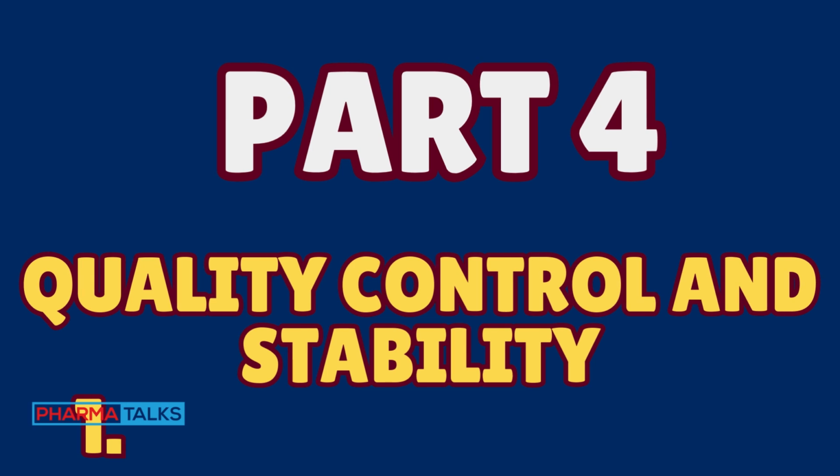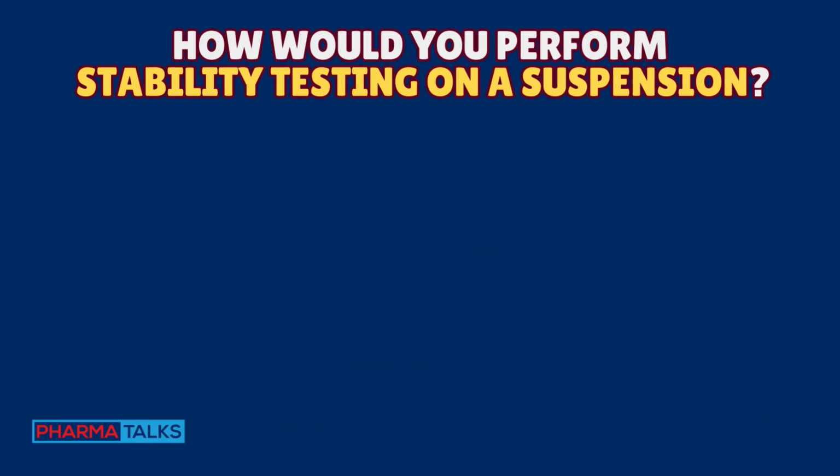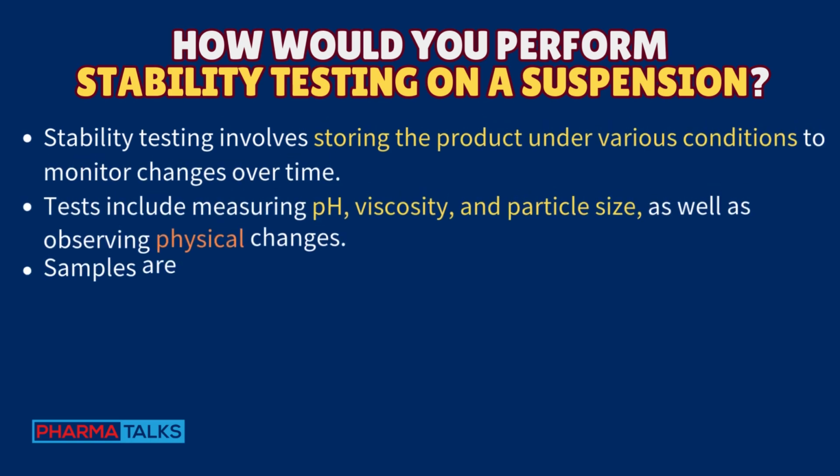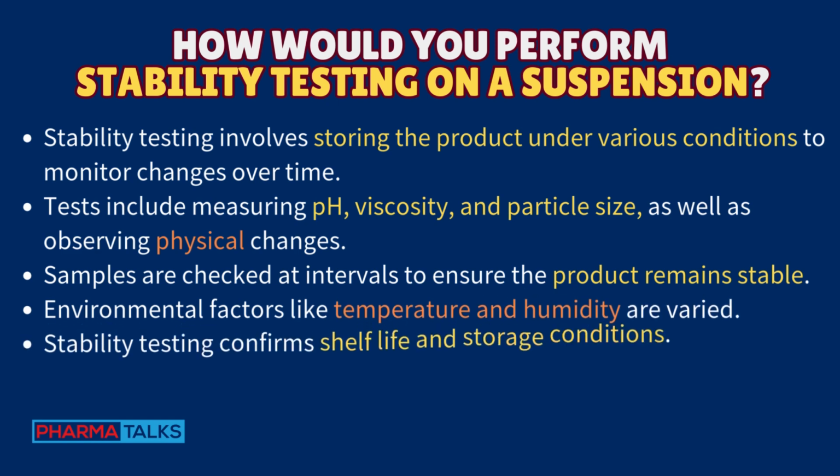Quality control and stability. How would you perform stability testing on a suspension? Stability testing involves storing the product under various conditions to monitor changes over time. Tests include measuring pH, viscosity, and particle size, as well as observing physical changes. Samples are checked at intervals to ensure the product remains stable. Environmental factors like temperature and humidity are varied. Stability testing confirms shelf life and storage conditions.